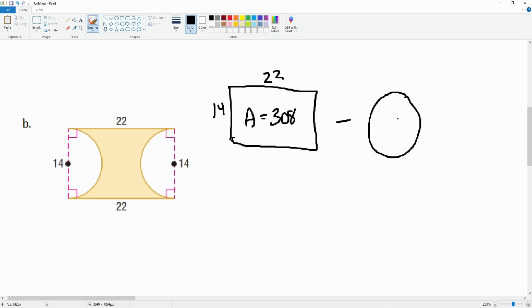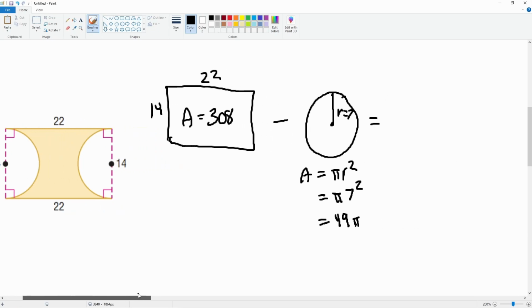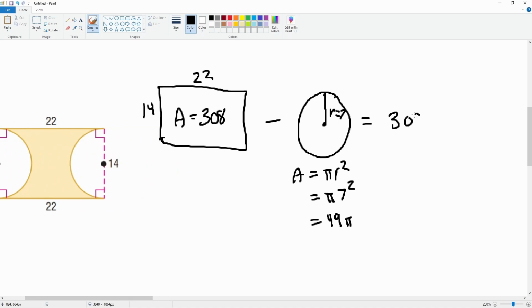And then you want to find this, the radius. We know the diameter is 14, so the radius is 7. So the area is pi r squared. So that is pi 7 squared. So this is 49 pi. So the answer here is 308 minus 49 pi.